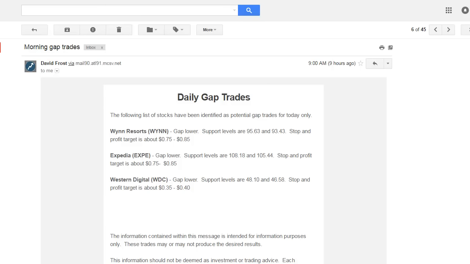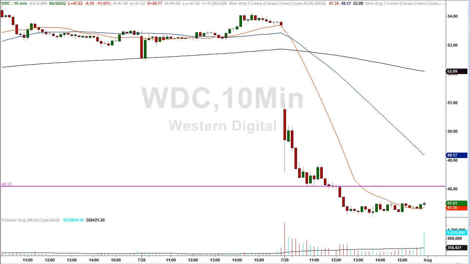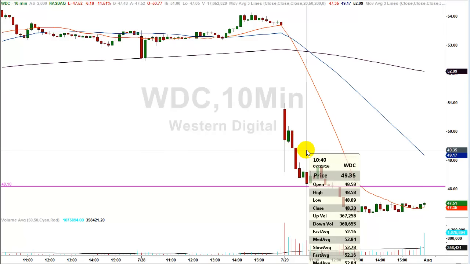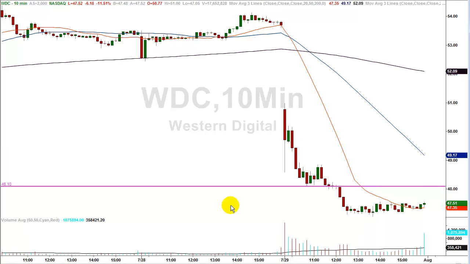So let's go back to the chart and take a look at Western Digital. So here again is the 10-minute chart, and you can see here, up here is where the stock closed yesterday at $53.69. We had a big gap lower at the open as a result of their earnings announcement and the market reaction to that announcement. So the stock for about 30 minutes traded in this zone. Then it took another leg lower. And you can see here that the low, in this candle, was $48.09. The low that I cited in the email was $48.10. So we came to the low, pierced through my level by 1 penny, and then started trading back higher.